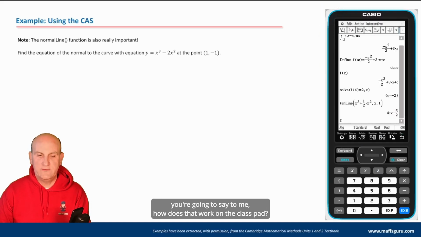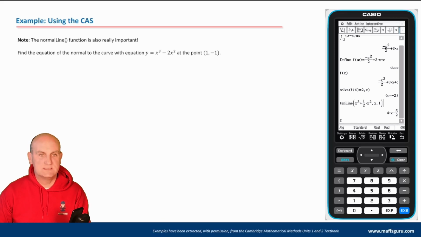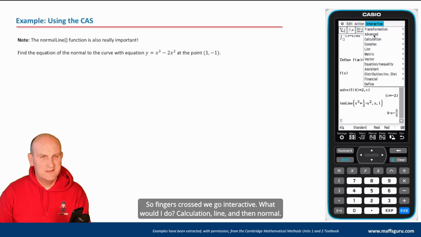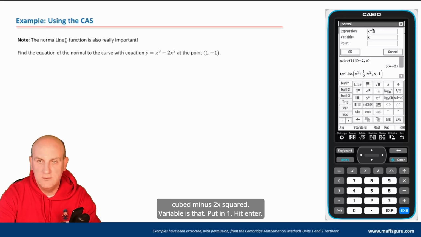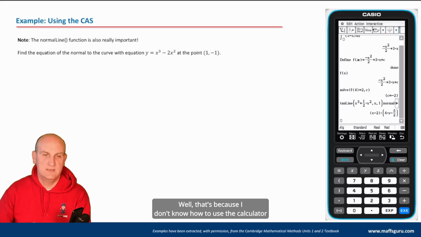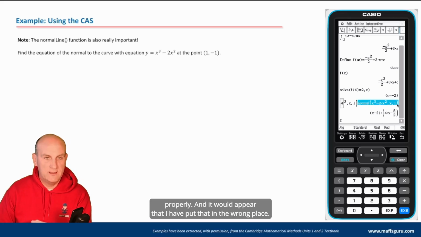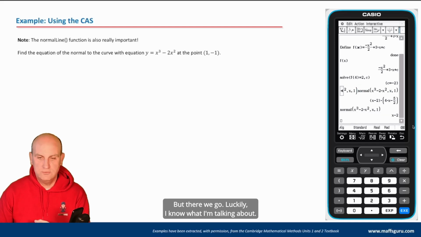And you're going to say to me, how does that work on the ClassPad? What do you mean, how does it work on the ClassPad? Let's see if I can bring up my ClassPad. There we go. So fingers crossed we go interactive. What would I do? Calculation, line, and then normal. And lo and behold, let's just check that this works. x cubed minus 2x squared. Variable is that. Put in 1, hit enter, and out comes. Oh, now you're going to turn around and say, what happened there? Well, that's because I don't know how to use the calculator properly. And it would appear that I have put that in the wrong place. I've actually asked the calculator to multiply it, but there we go. Luckily, I know what I'm talking about.